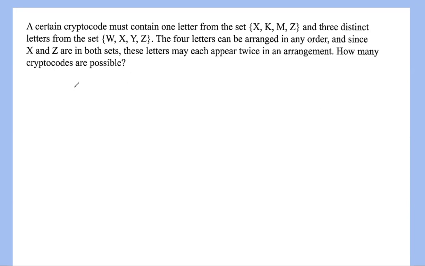Okay, so let's go ahead and write those sets. I'm going to call this set 1, so that has X, K, M, and Z. And then set 2, so we have another set. Let's say this is set 2. So I have W, X, Y, and Z. Since we have something in common, I like to do color coding. So we can get X from the first set or from the second set or from both, which is how I'm going to organize the counting.